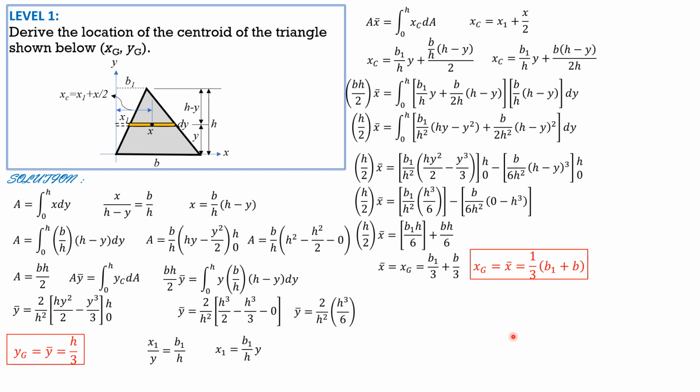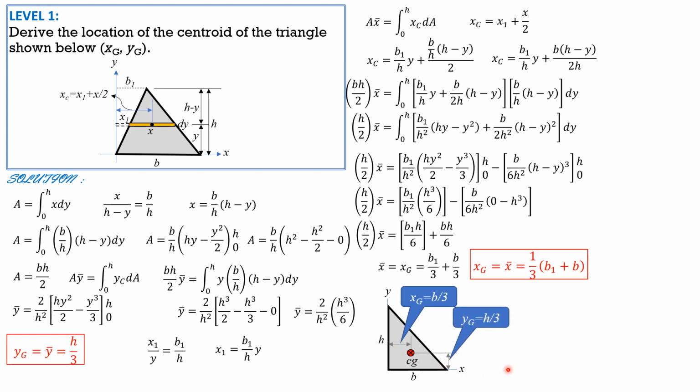So that checks. In general, if the orientation of the triangle, a right triangle specifically, would be this, then bar x would be 1/3 of b. So this distance is 1/3 of b, and bar y would be 1/3 of h. So you have to be familiar with that, especially in this general orientation of the triangle.